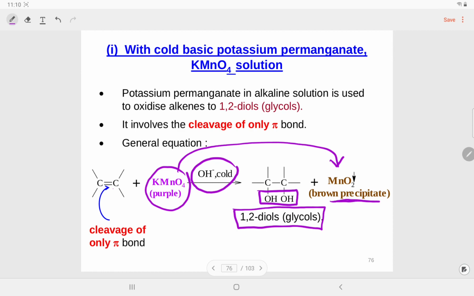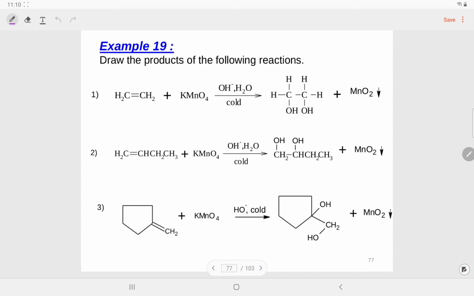So the observation is that a brown precipitate forms. This is one of the chemical tests to identify the presence of the carbon-carbon double bond functional group, because in our observation you can see the color change from purple to a brown precipitate. So this is the chemical reaction: carbon-carbon double bond, reagent, basic condition, and cool condition, and we just add the OH group to the neighboring carbons together, and we have a side product, a solid brown precipitate.